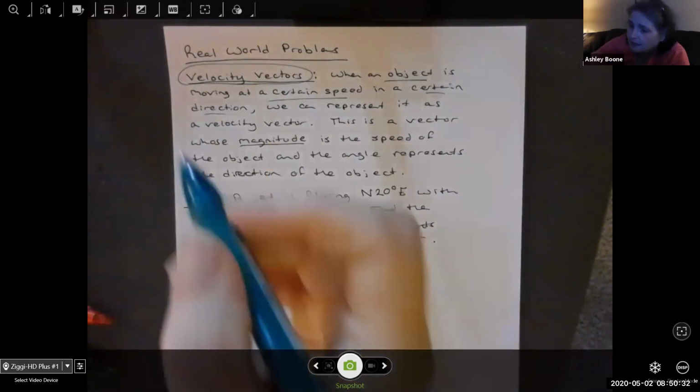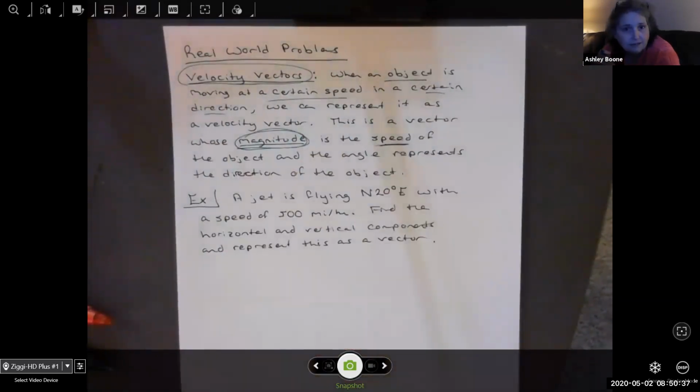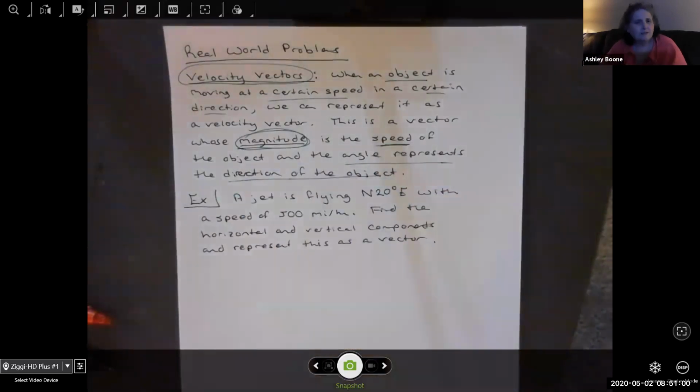We represent with velocity vectors, the magnitude is the speed of the object. How fast is it moving? Think about that. If an object is moving really fast, the length of distance it covers is going to be more. If it's going really slow, the length of the distance it covers is shorter. Speed affects length. Our magnitude is the speed of the vector. And the angle represents the direction of the object, I'll say relative to the ground. Think about standard position. Remember, our direction angle theta started to the right, like the x-axis to the right.